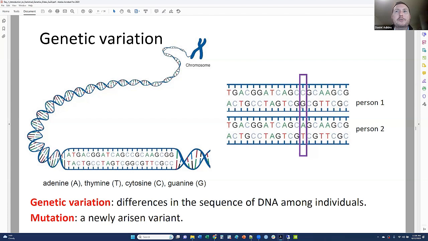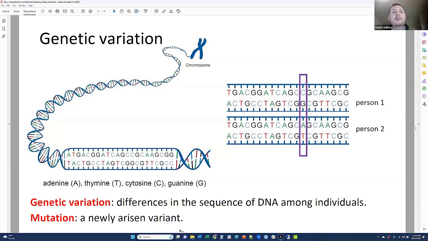We'll get to those features, but at this point, let's just note that the majority of the genome is the same across individuals, but occasionally we do have these sequence variants, and they give rise to a lot of the phenotypic variability that we observe across individuals, but not all of it. There's definitely a role for environments as well. So the 4 different bases: adenine, thymine, cytosine, and guanine. Genetic variation is differences in the sequence of DNA among individuals, and a mutation is a newly arisen variant, right?